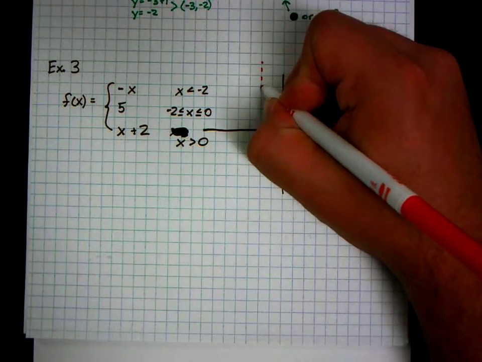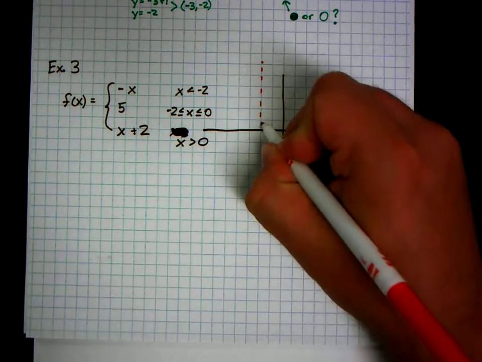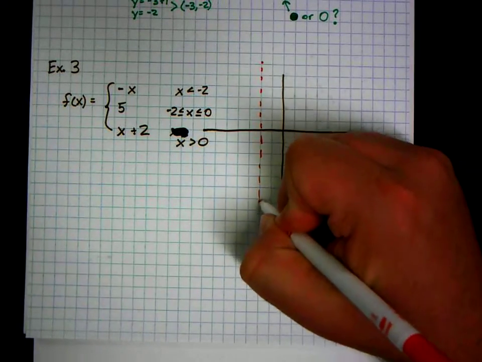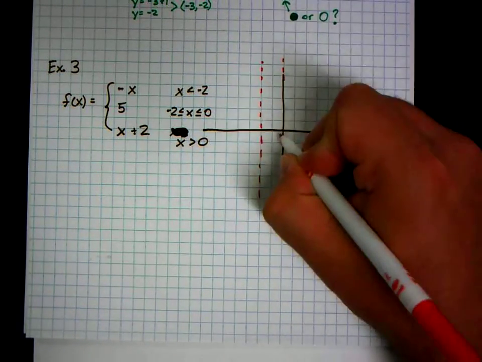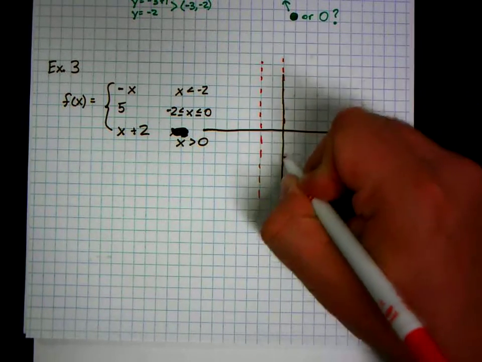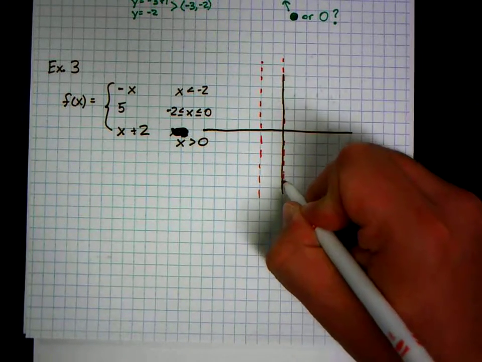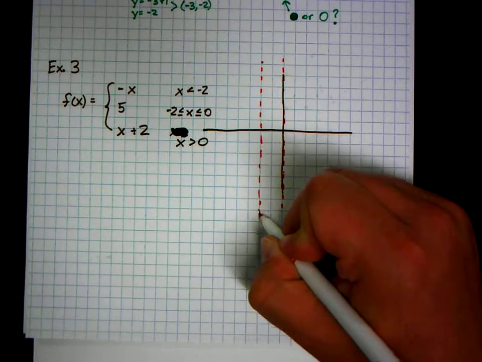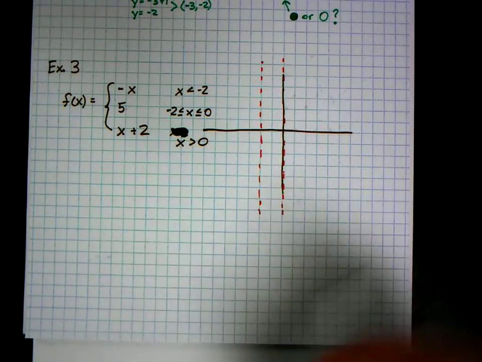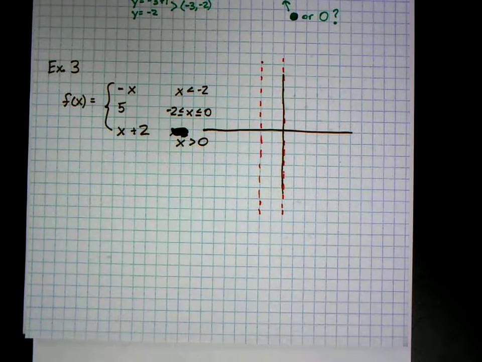Okay, so my suggestion would be to start off by separating your graph. Because again, since this is a function, we can't have more than one line per area. Once you have more than one line per area, you no longer have a function.